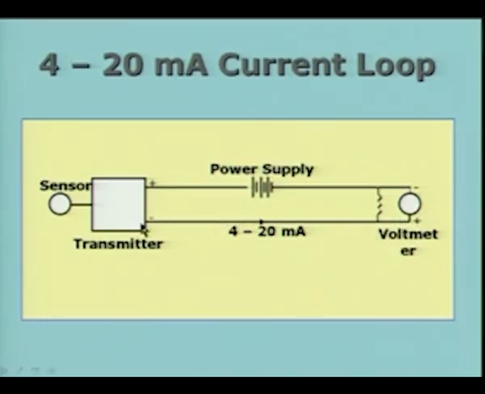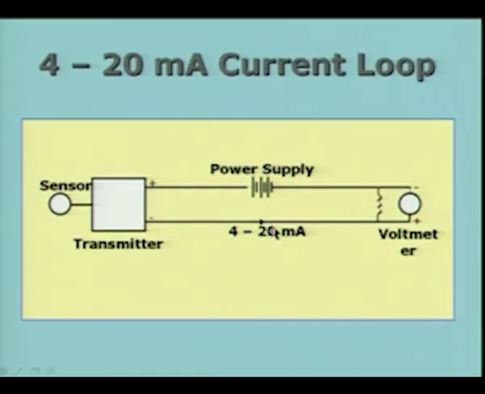So, the distance between here and here may be quite a large distance. If the signal is transmitted over a long wire like this, there will be a potential drop, and therefore it is not possible to transmit a voltage signal over such long distances. It is simply not possible.